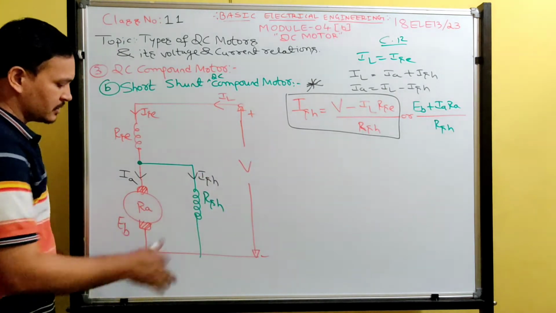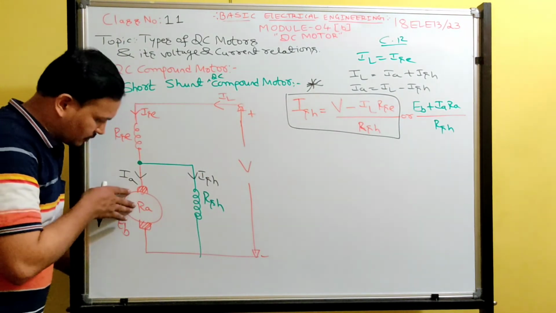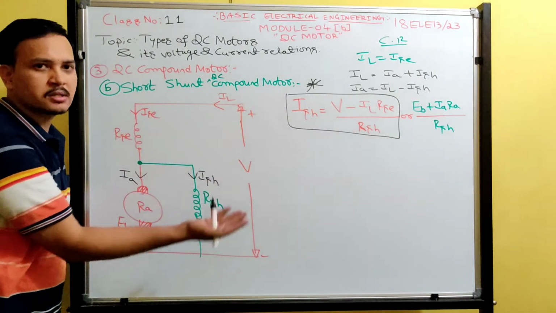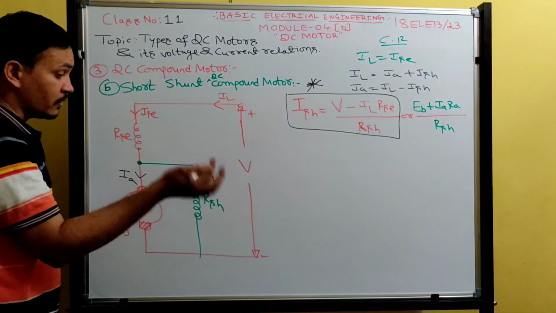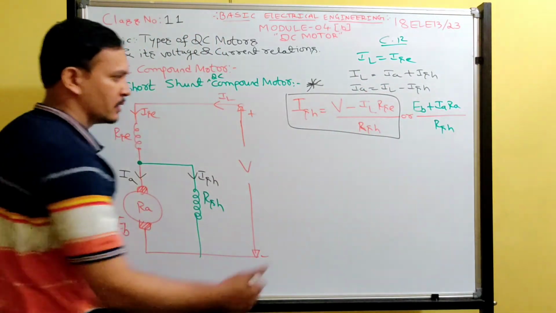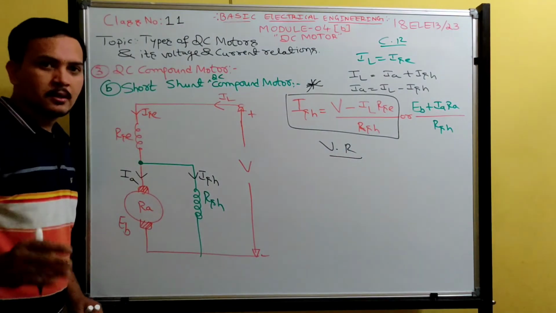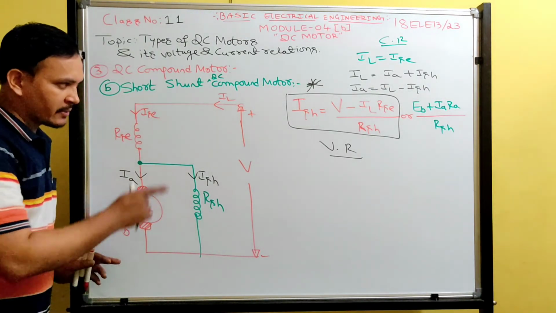See, what is this voltage? Back EMF, IaRa drop, add this voltage plus this voltage. Adding all this, what you will get? Supply voltage. So these are all the current relations for short shunt compound motor. Next is voltage relation. So guys, please pause the video and then copy down, because I am writing now.